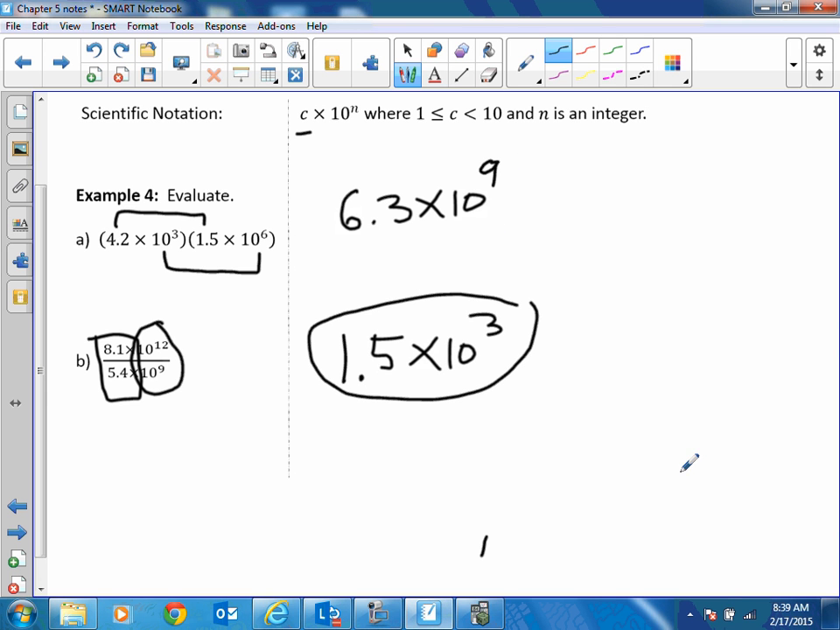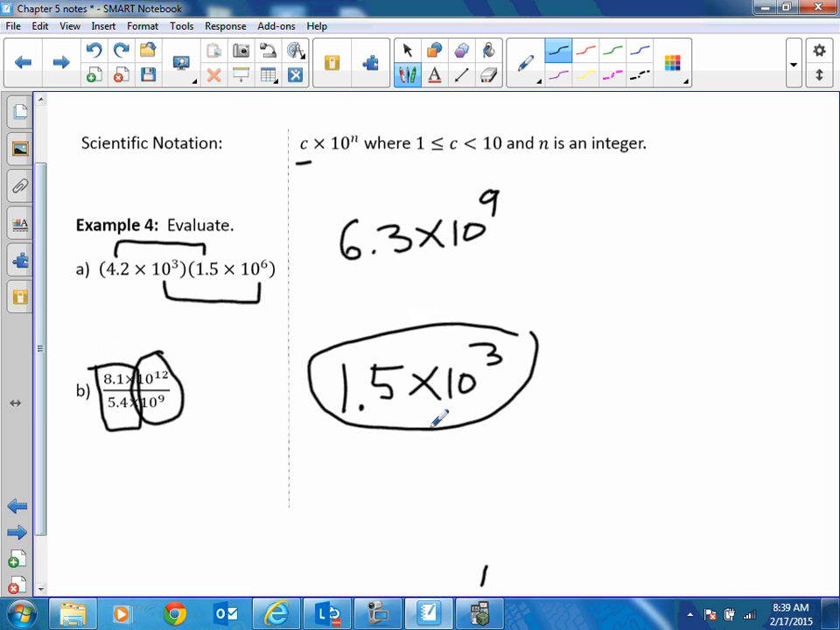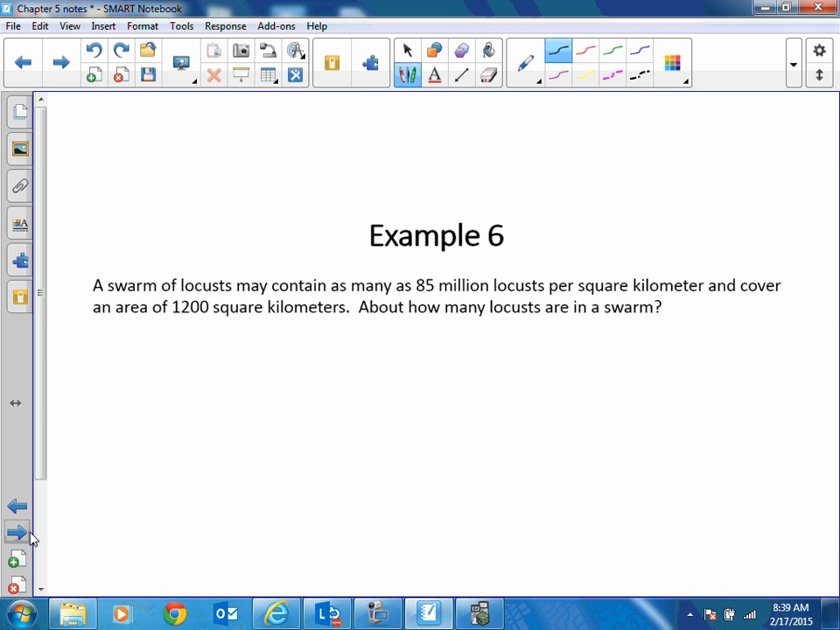Okay. So that's all you have to do. Again, these are pretty easy. We'll have to maybe go through some problems where this number is not between 1 and 10. We have to move it later. Okay. Actually, this one here right now.